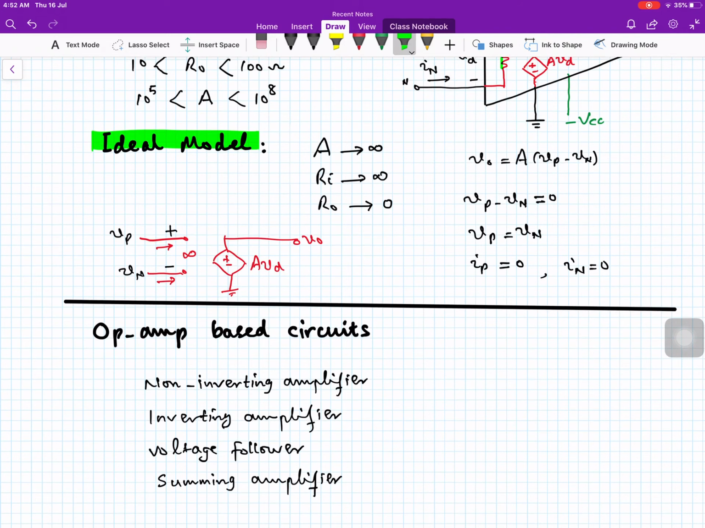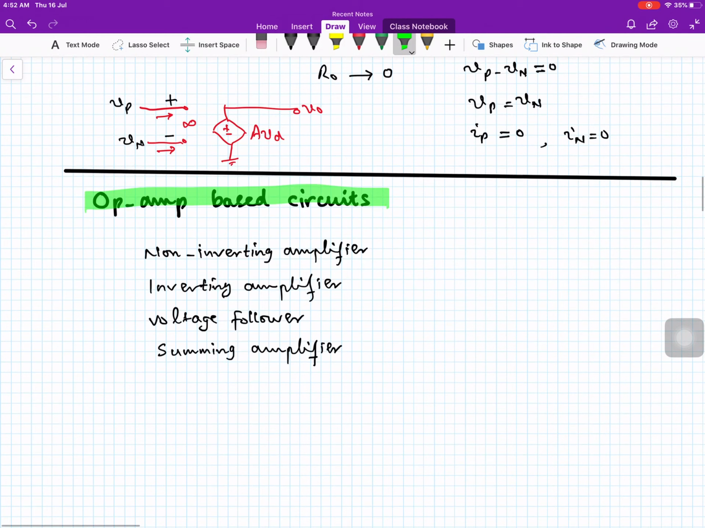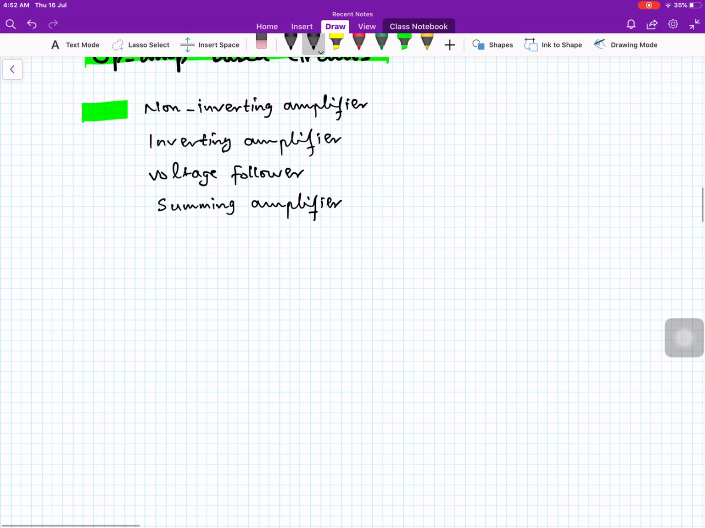Using this ideal model, we will now discuss operational amplifier based circuits. So first we will discuss the non-inverting operational amplifier. In the non-inverting operational amplifier, we have an operational amplifier which is non-inverting. It is this.